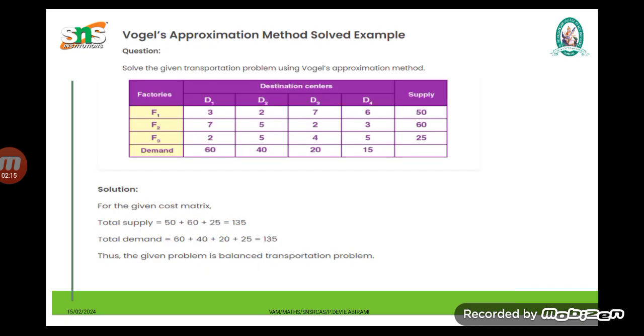My first problem is this cost matrix. The supplies and demands are 50, 60, 25 and 60, 40, 20, 15. If we add these supplies and demands separately, we will get the value 135. So my problem is a balanced transportation problem.